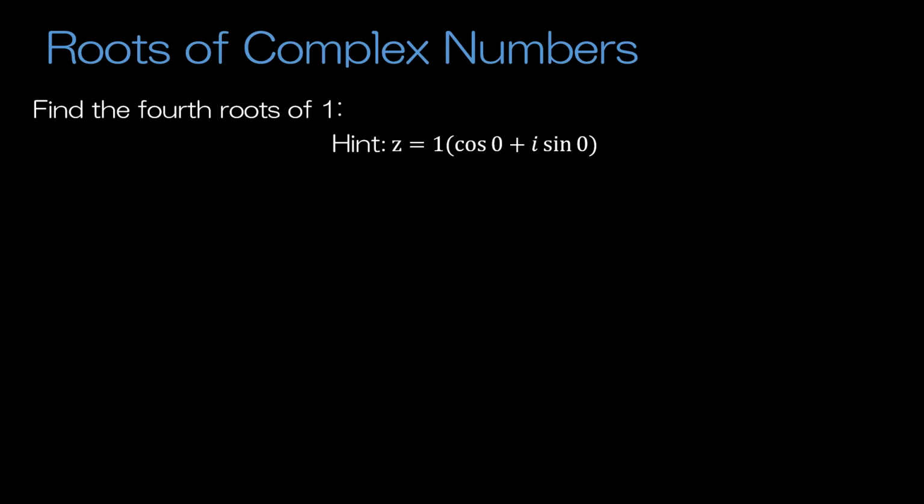I have one question for you to try on your own, and that is to find the 4th roots of 1, which might seem a little bit tricky, but I have given you the hint that you would write that as 1 times cosine 0 plus i sine of 0. So press pause, try this question on your own. When you're ready, press play to see how you did.